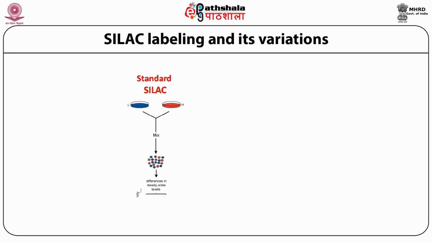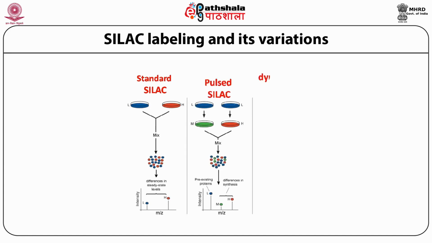SILAC labeling and its variations. There are three types of SILAC labeling. They are standard SILAC, pulsed SILAC, and dynamic SILAC. In the standard SILAC, two populations of cells are cultivated in cell culture. One of the populations is fed with growth medium containing normal amino acids, while the second is fed with growth medium containing amino acids labeled with heavy isotopes. The ratio of peak intensities in the mass spectrometry for such peptide pairs reflects the abundance ratio for the two proteins.